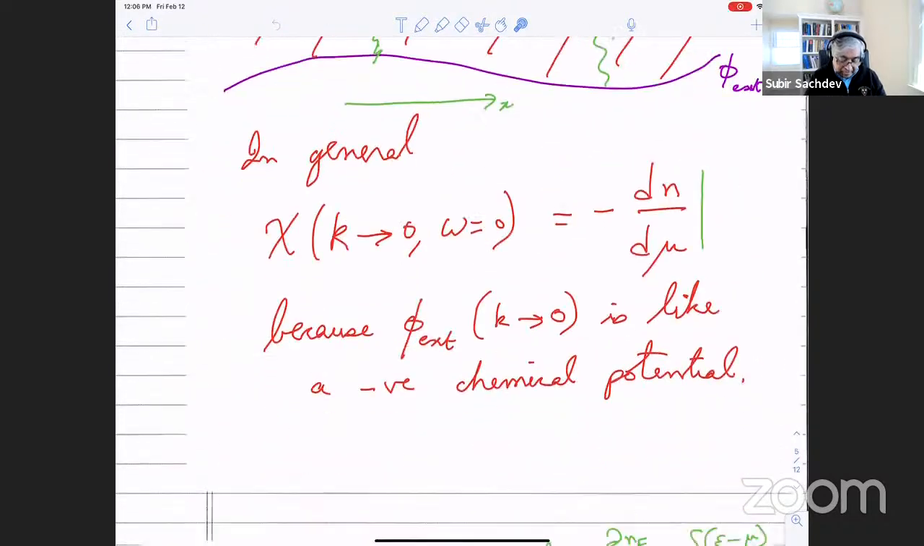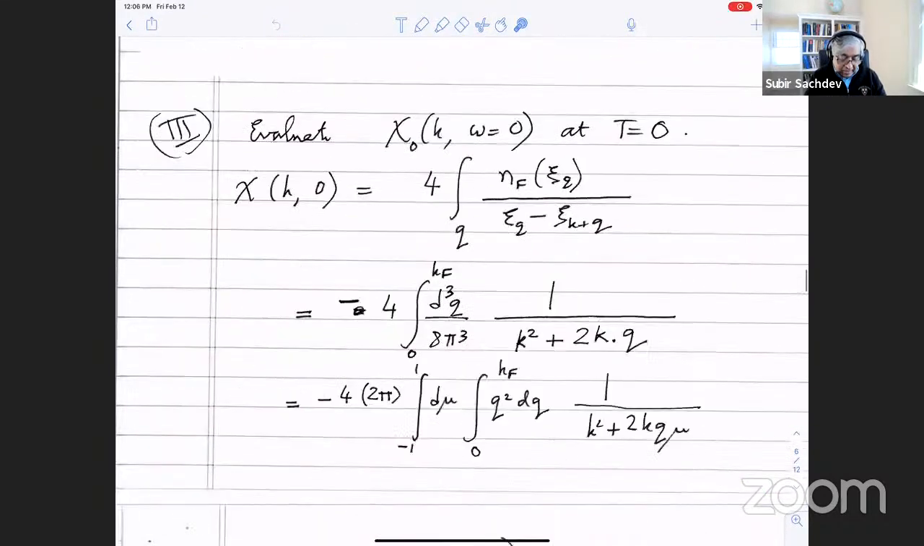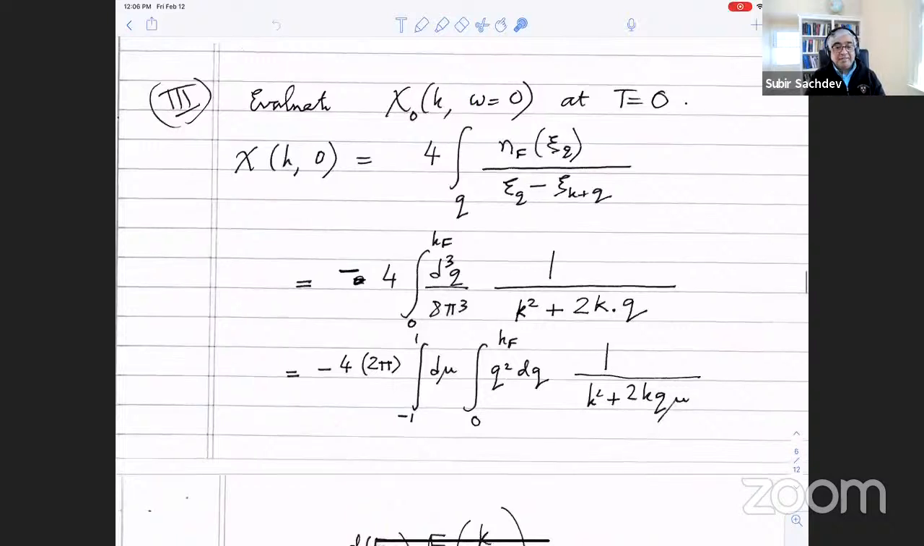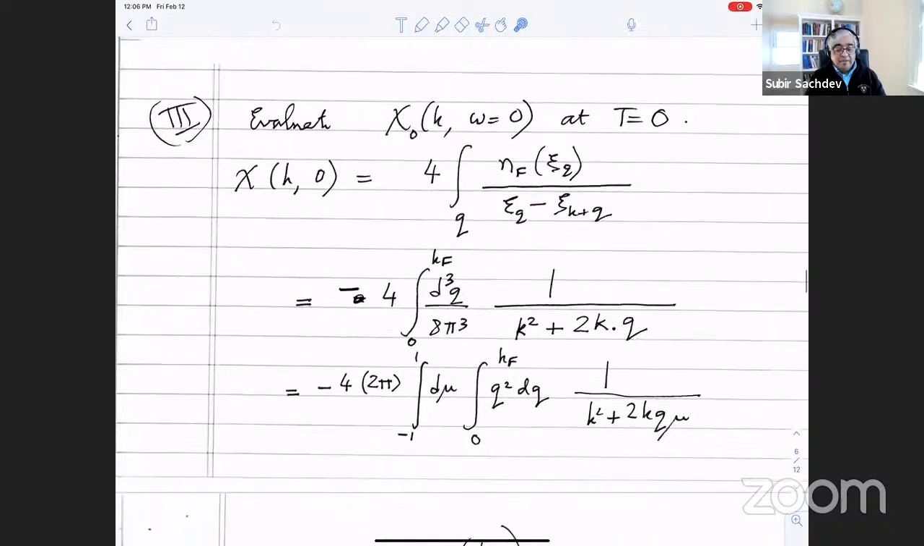Okay, so that's what we've already done. Now let's look at some other cases. We'll continue with a static response at omega equals zero, but keep k arbitrary. Then you can still do the integral exactly at zero temperature, and now you really have to do it carefully. There's no alternative to just biting the bullet and doing the integral.